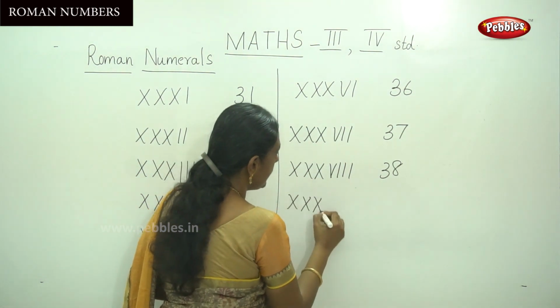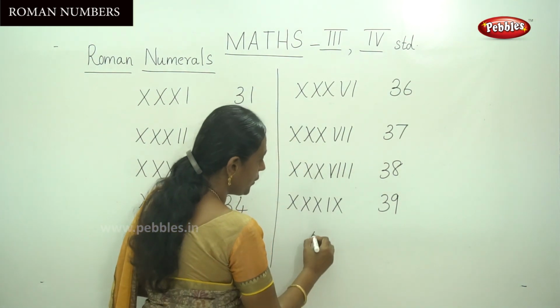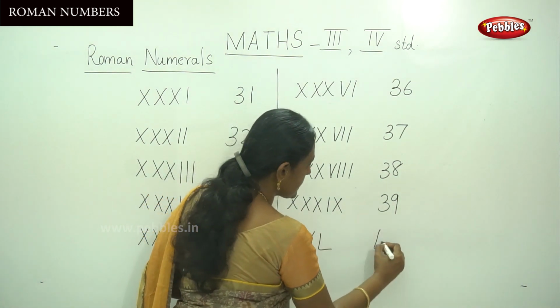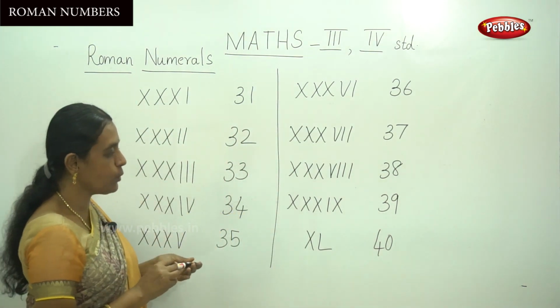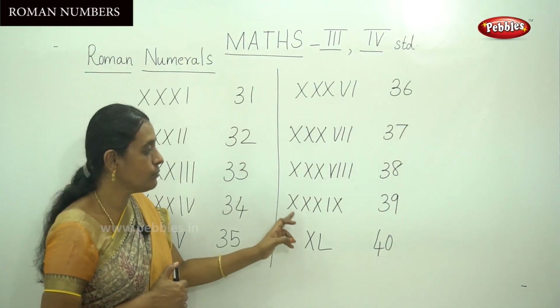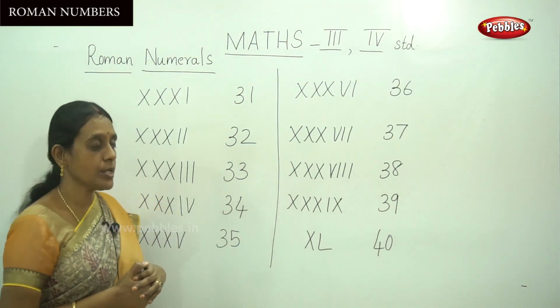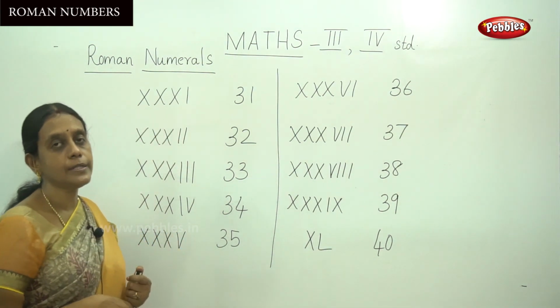And 39, that is 39. And 40, that is XL. This is the Roman numeral for 40, because we won't repeat the sign again. You can't put 4 Xs for 40. So, introducing a new symbol, XL, that is 40.